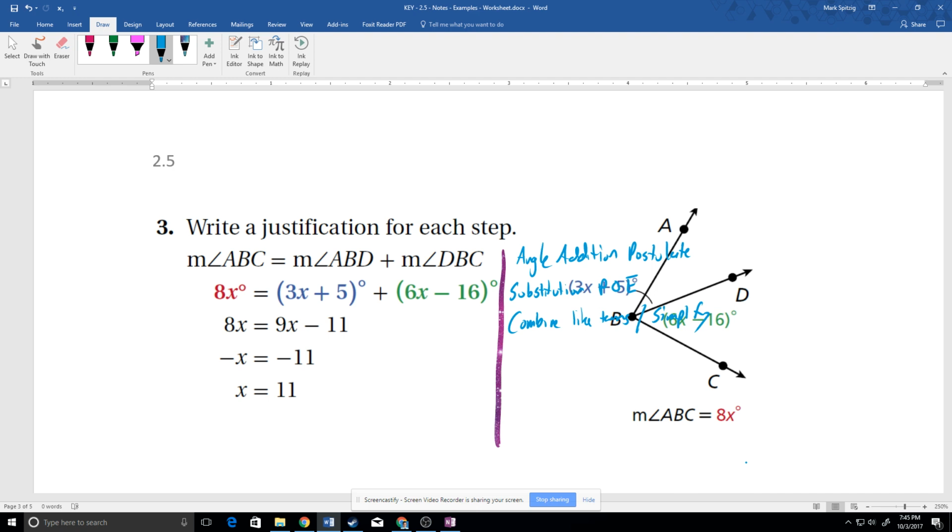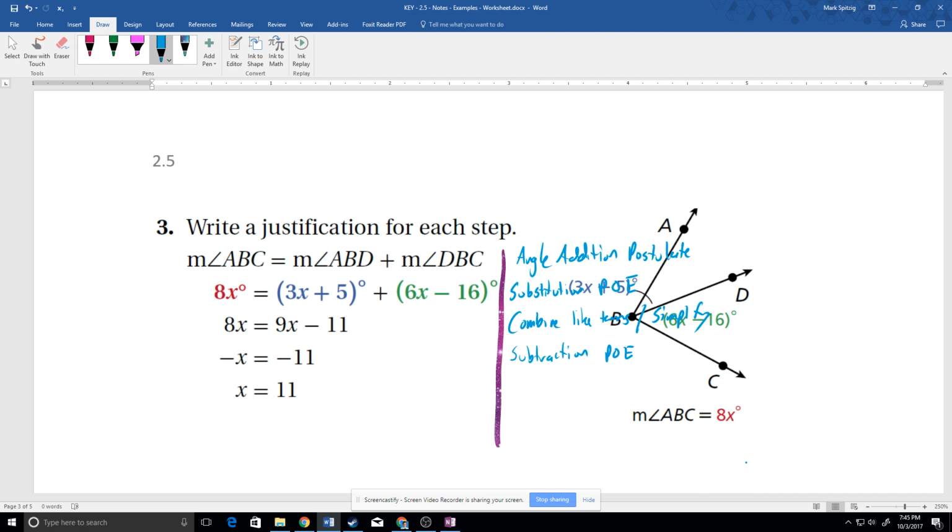And then, again, remember what we're doing: how I went from this step to this step is going to be this reason. So how I'm going from this step to this step will be the next reason right here. And so how did I go? Oh, well, it looks like I subtracted 9x from both sides, right? And I know that because negative 9x will give me the negative x over here from the 8x. So it's the subtraction property of equality.